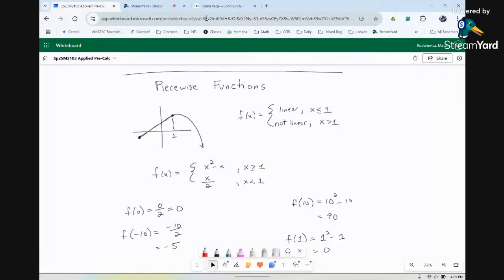Okay, so last time we met, we were discussing piecewise functions. I'm going to clean it up, tighten it up. A piecewise function is literally where you have pieces that collectively make a function.